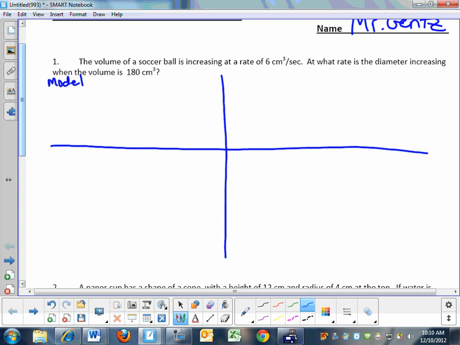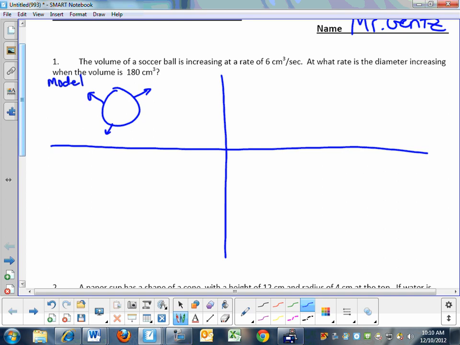So, this problem says the volume of a soccer ball is increasing at a rate of 6 centimeters per second. At what rate is the diameter increasing when the volume is 180 centimeters cubed? Okay, so I just want to get a visual of what's happening. I have a sphere, hard to draw a sphere, but at least I know it's getting bigger. I know that that's what's happening.